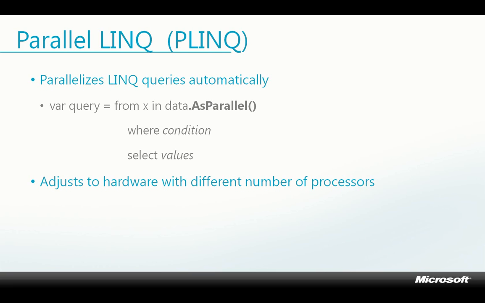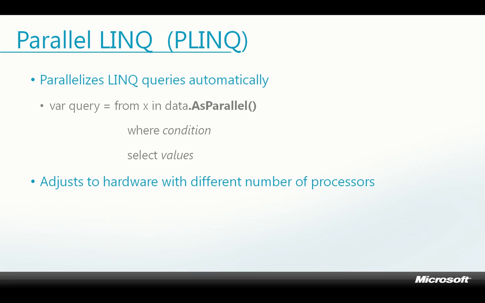So as this example shows, at the simplest level, you can just add AsParallel to your query. And PLINQ can then look and see how many processors are available on your machine and decide how to run your query based on that. So that means PLINQ can run your query differently on different machines automatically, depending on how many processors are available to it.